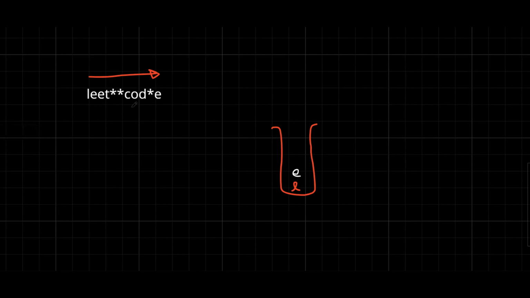Now again for these 3 elements C, O and D, we insert them in the stack. Now we have found another star here, so we have to remove the top element from the stack. We have to remove D. Now, finally, we are at this last element, which is E. So we again insert E here.